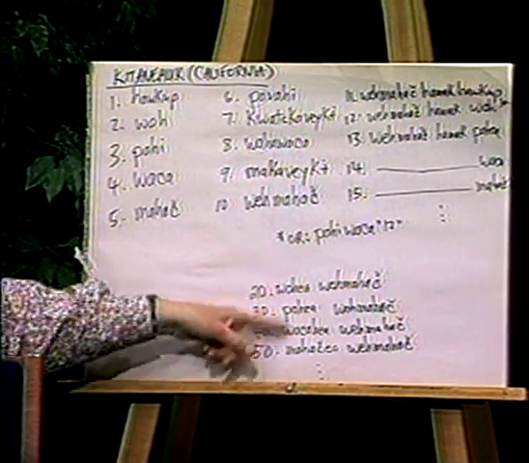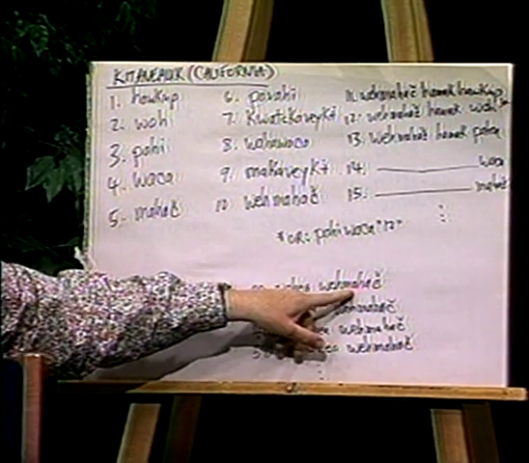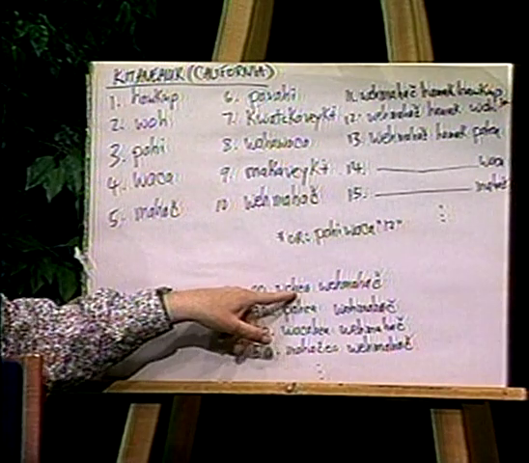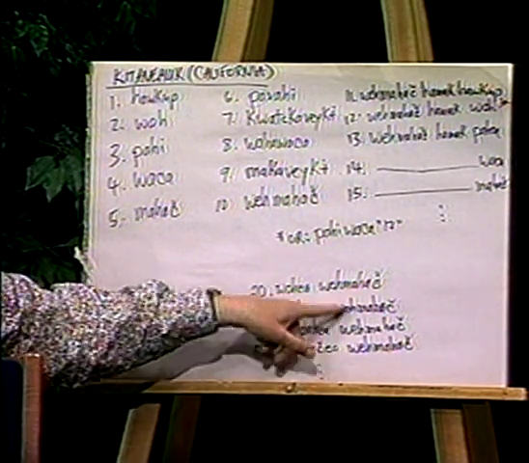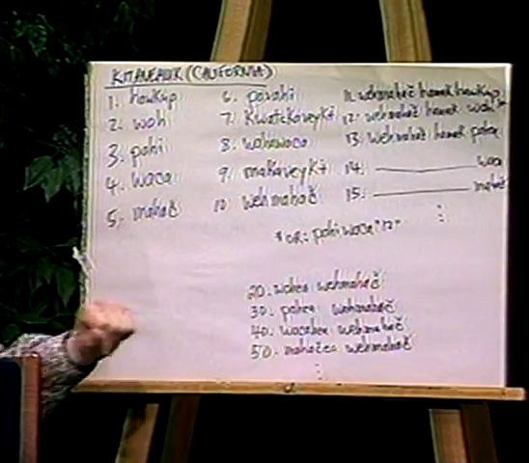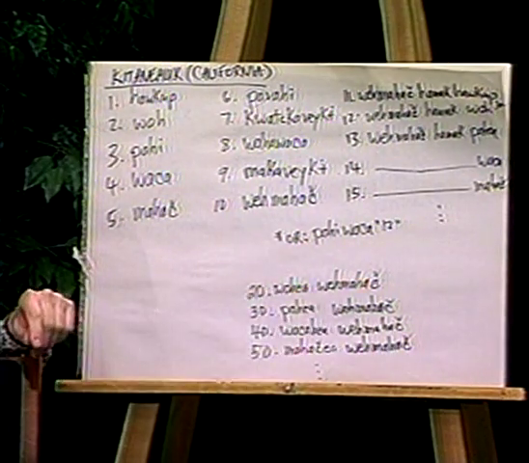Pretty much once you get the hang of it, you can give any of these numbers up through 99. 20 is wohea we mahach, meaning 2 times. This hea suffix makes it be times. 2 times, 3 times, 4 times, 5 times 10 is what you're saying. Wohea we mahach. 2 times 10 is 20. Bahia we mahach. 3 times 10 is 30, and so forth.